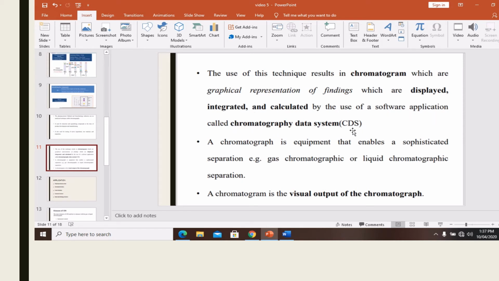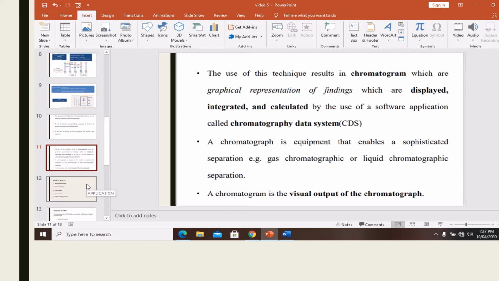data system, CDS. So the data system represents the data, and the data that can be stored in the system is represented by the graphical representation. The chromatograph is the equipment that enables a sophisticated separation, for example gas chromatography or liquid chromatography separation. A chromatogram is a visual output of the chromatograph. So the chromatogram can be mentioned as a visual output. The visual output will be in the representation of a graph.